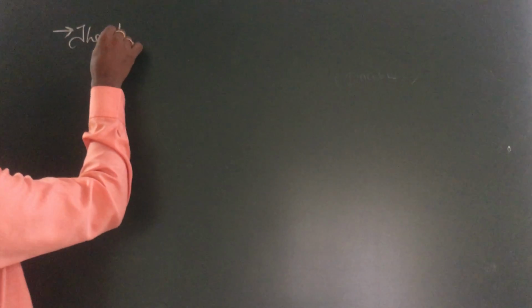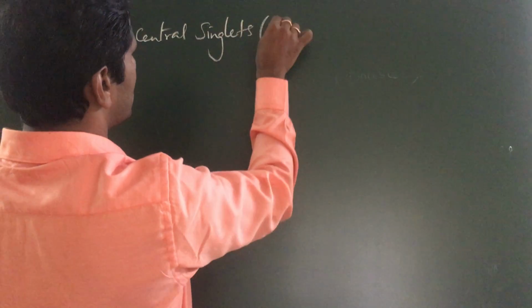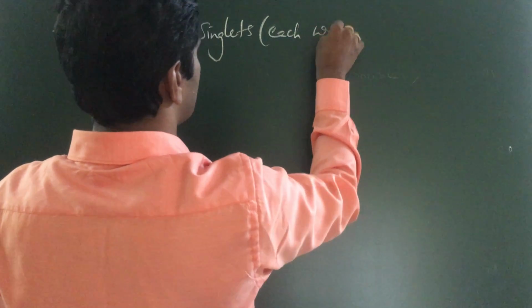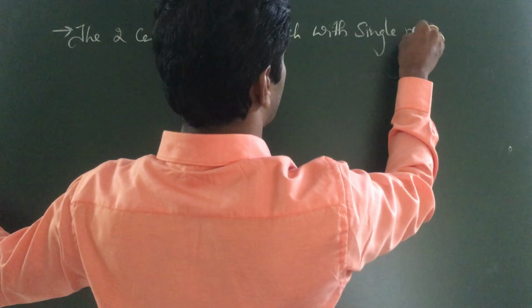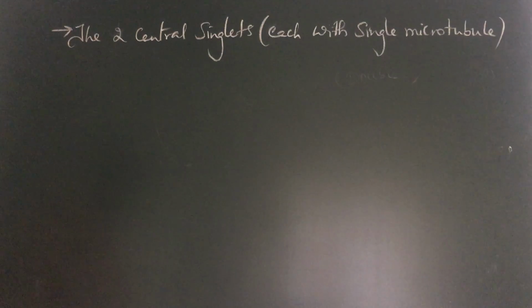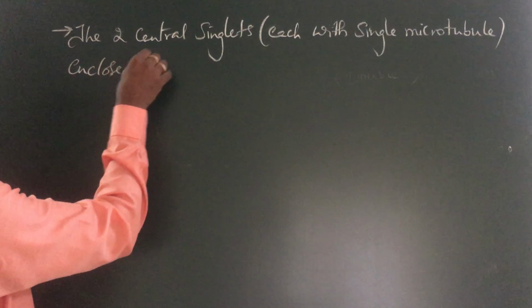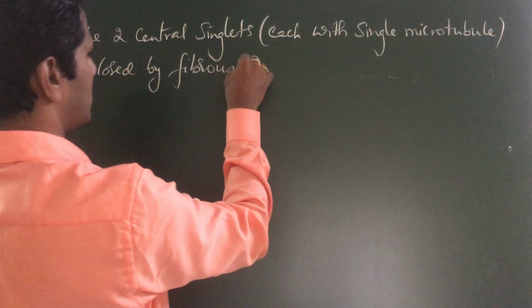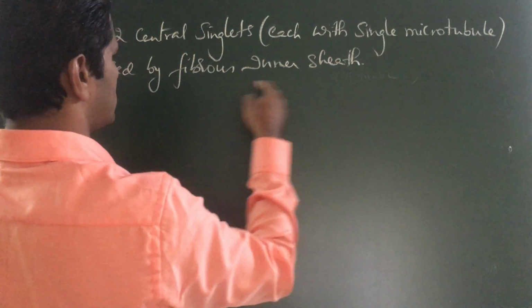The two central singlets continue after the 9 plus 2 array, each with a single microtubule, enclosed by a fibrous inner sheath. So we saw the structure now.